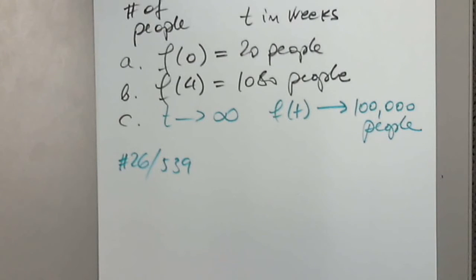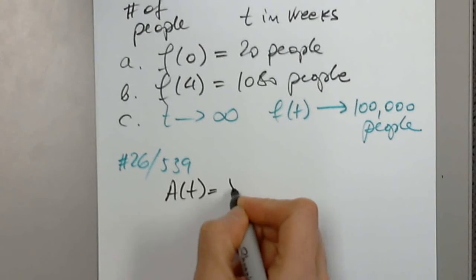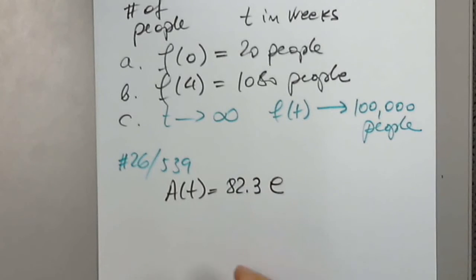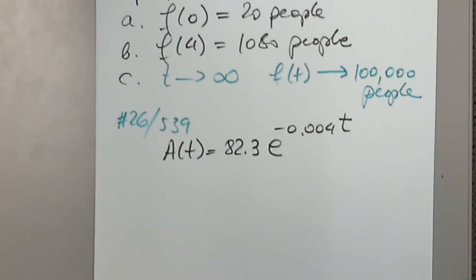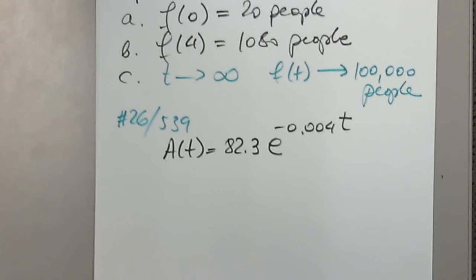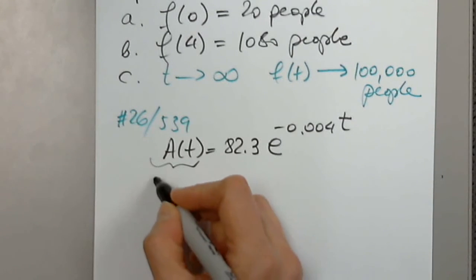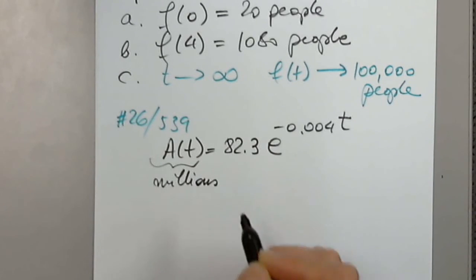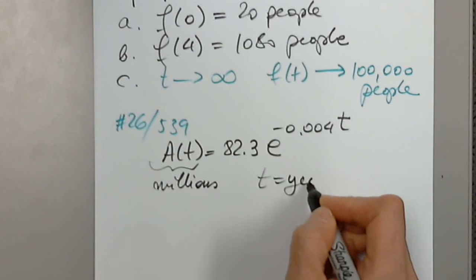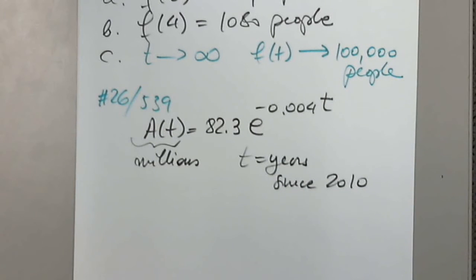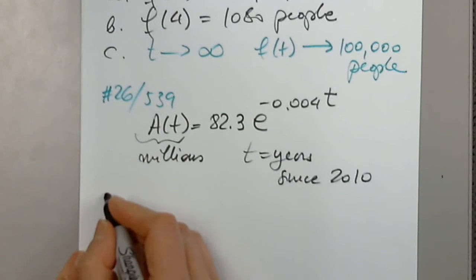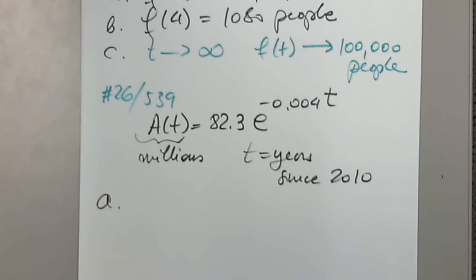Okay, the function A of t equals 82.3 e raised to negative 0.004 t models the population of Germany, A in millions, t years after 2010. T is the number of years since 2010. What was the population of Germany in 2010? How do I determine that?